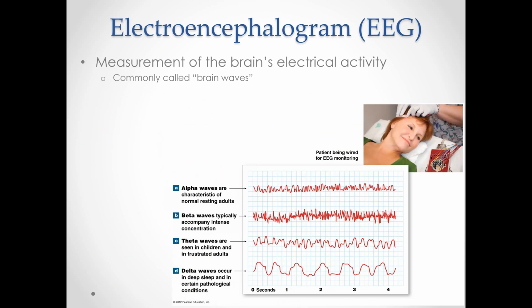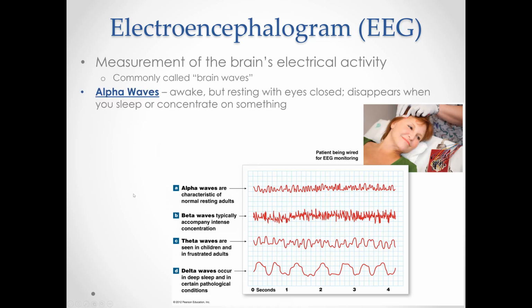An electroencephalogram, also known as an EEG, is a tool we use to measure the brain's electrical activity. As we covered in Chapter 12, all of these action potentials are little electrical signals. All together we can pick them up on equipment that monitors electrical signals, and we commonly call these brain waves. There are 4 major types of brain waves.